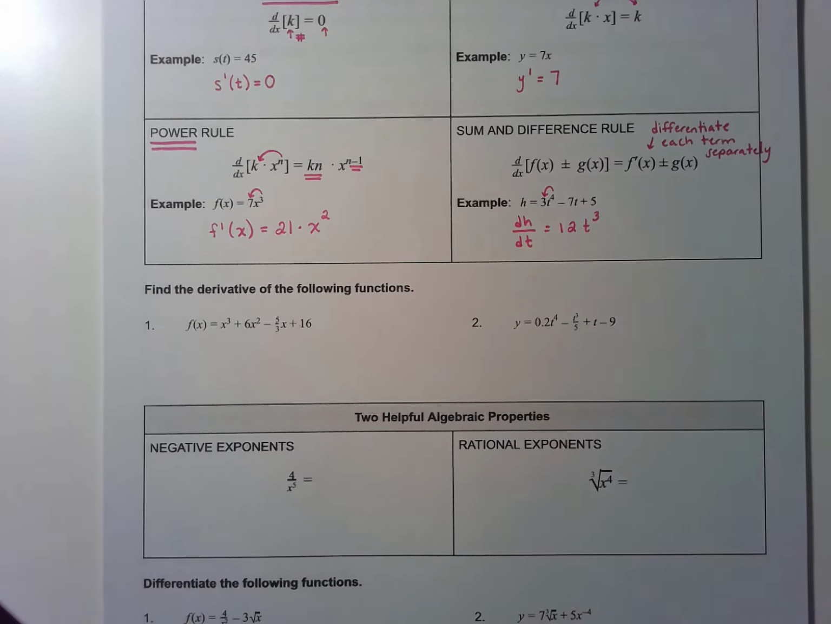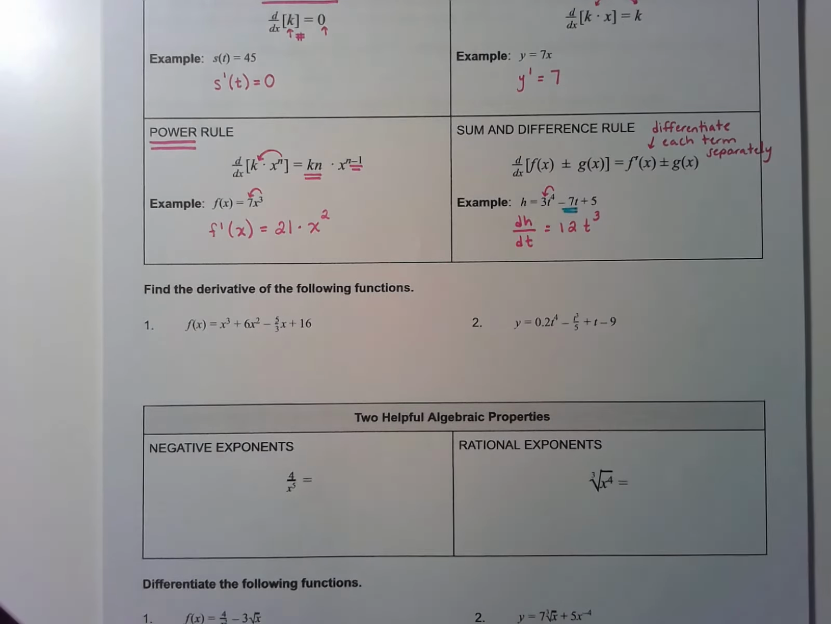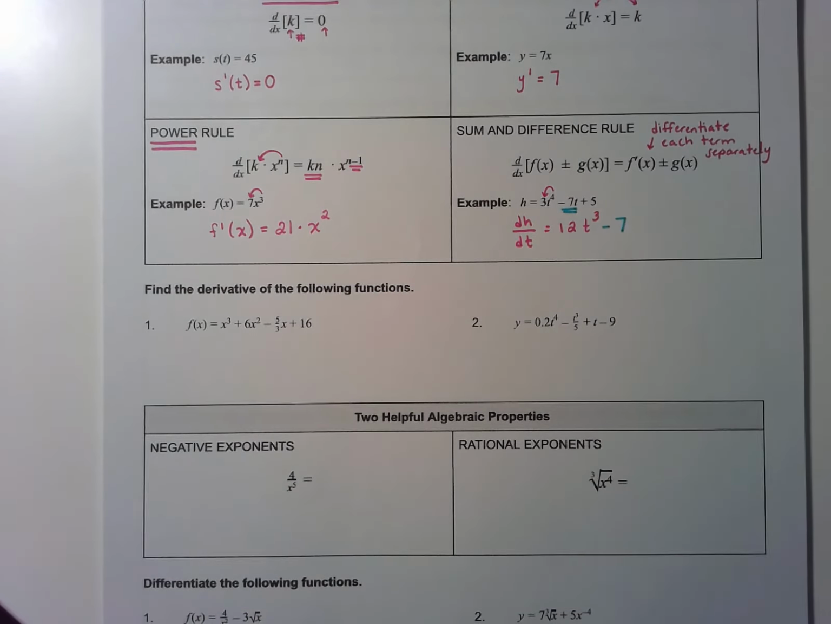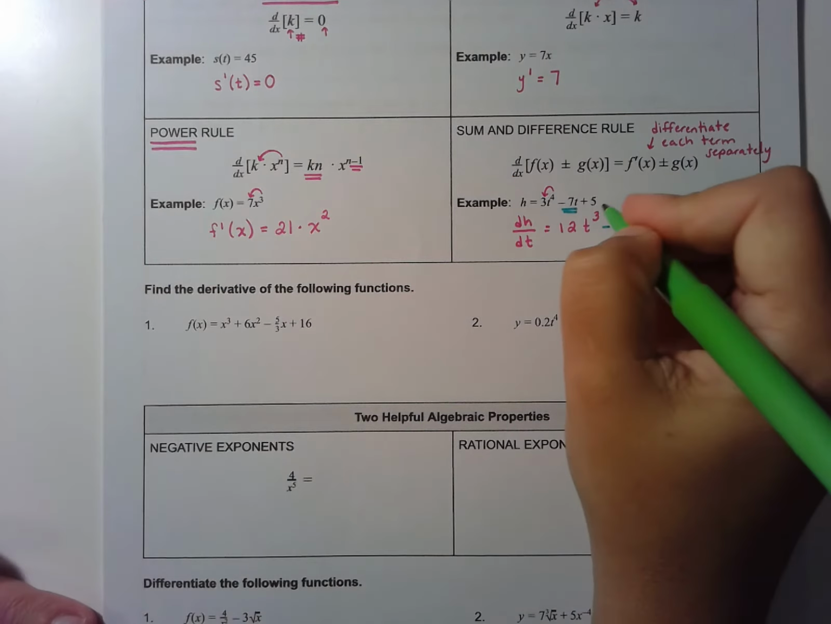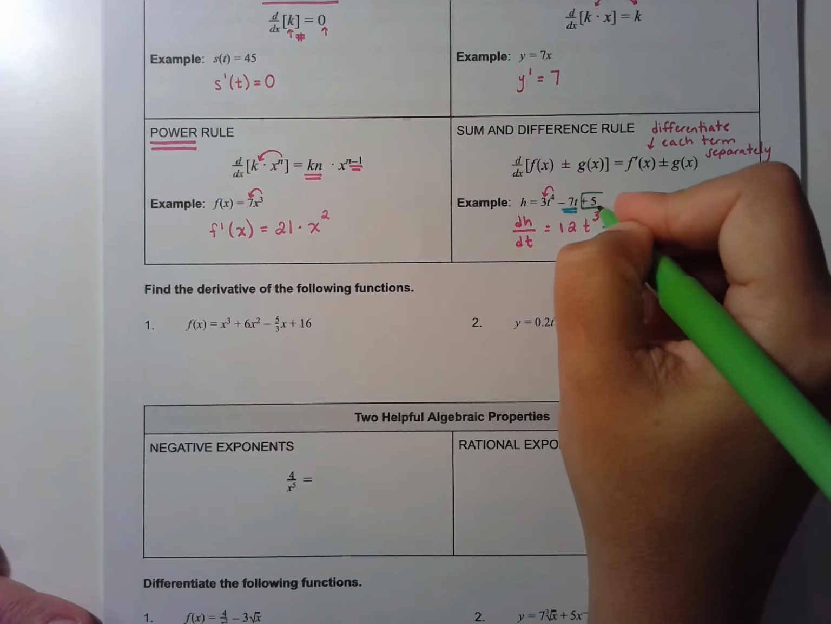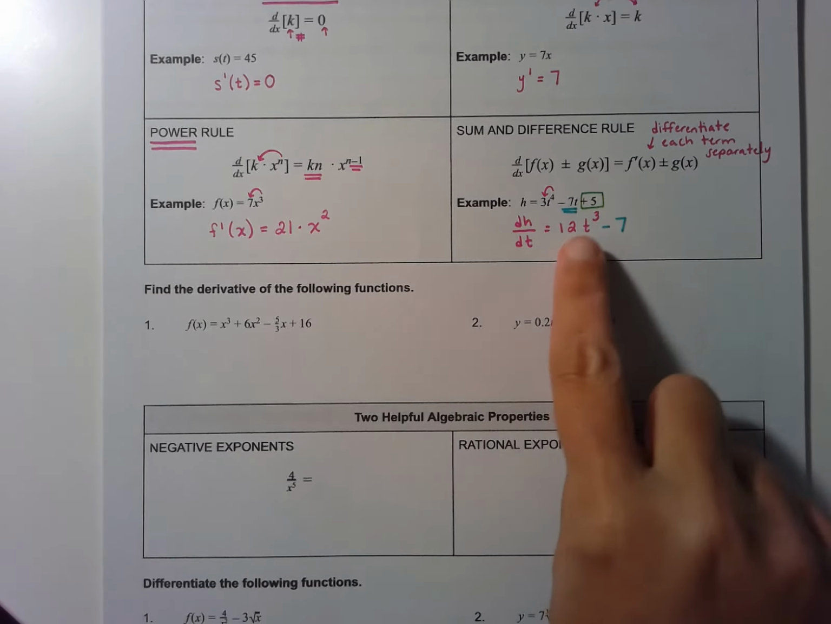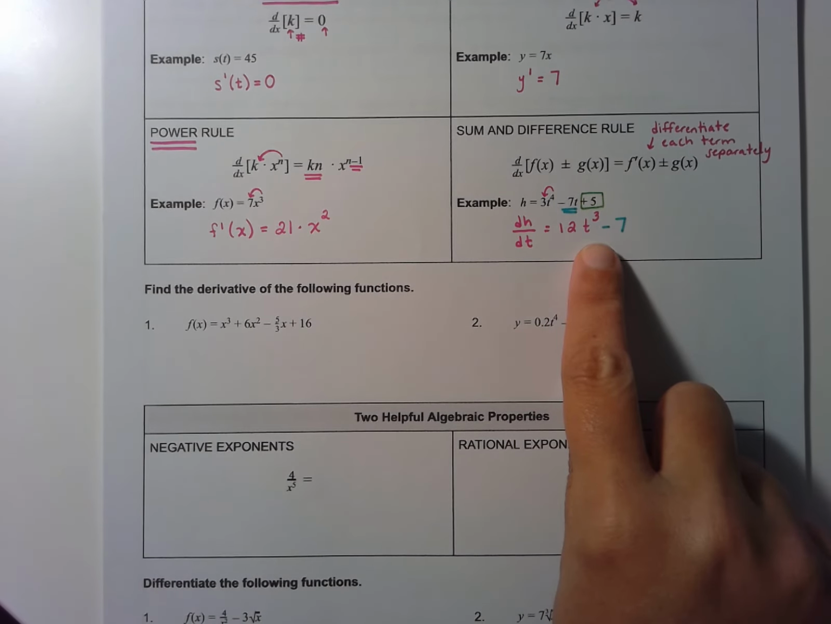For the second term, I would use the single variable rule, which means I would do minus 7. And for the third term, the derivative of a number is just 0, so I wouldn't write anything. So this would be my derivative equation.